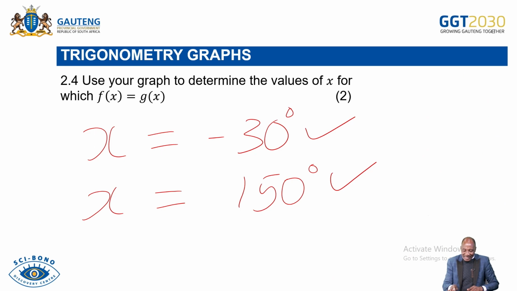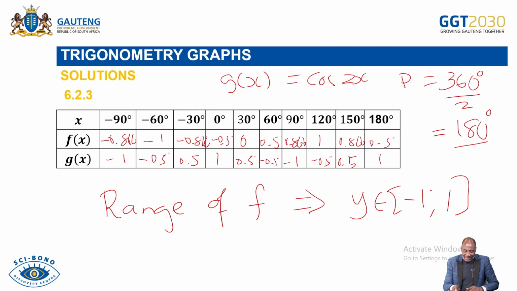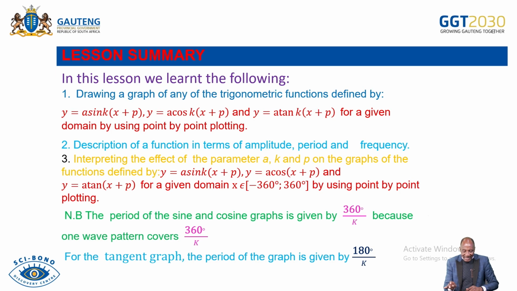Okay, I guess I've answered you. Right, I'm coming to the conclusion, boys and girls. We are saying in this lesson, we were looking at how we draw graphs of any trig functions as defined there by using what we call point-by-point plotting. And secondly, we were describing the functions in terms of their amplitude, period, and frequency. We interpreted those effects of A, K, and P, those shifts, those movements. We also had a look at general solution along the way, and then we drew those functions and interpreted them in terms of their periods.